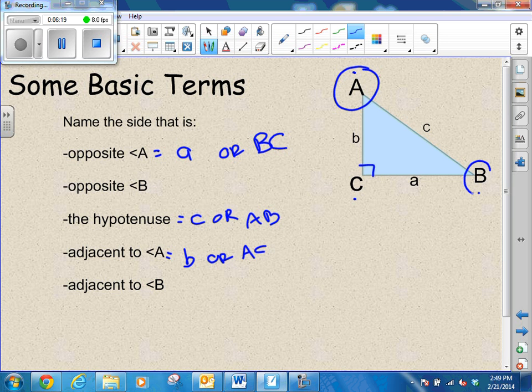Now I switch gears and stand at B, because I can move around my triangle. Now I'm at B. What side am I not touching? Little b, or AC.